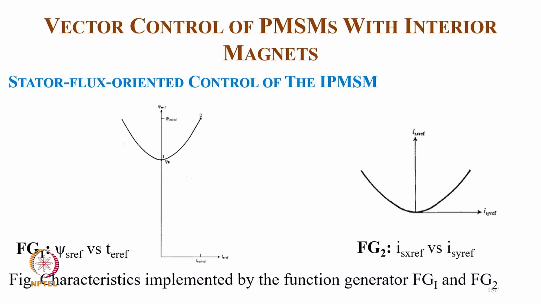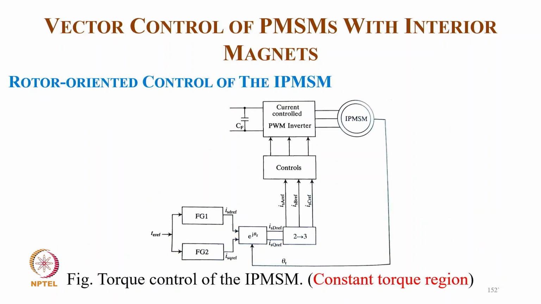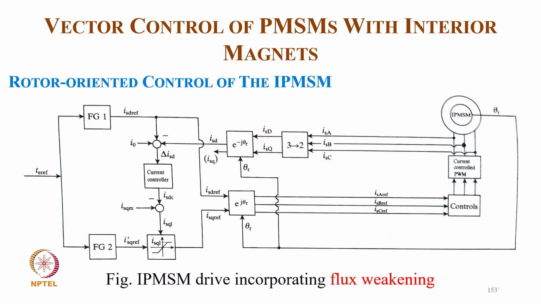This is shown for the torque and the current, typically the flux reference with the torque and the reference torque, and the x-axis current with the y-axis current. Typically this is the torque control of the interior permanent magnet motor for the constant torque region. So we have a torque reference from which we get the ID IQ, and from the position we convert into the stationary reference frame ID IQ, and convert to three-phase reference current, and have a current control for the rotor field oriented control mode.